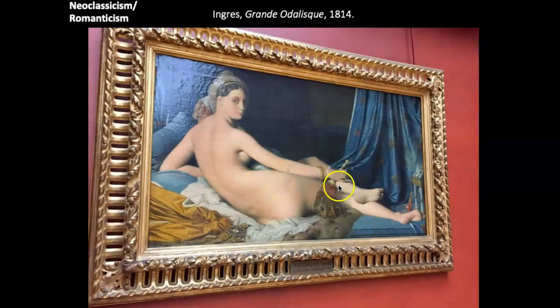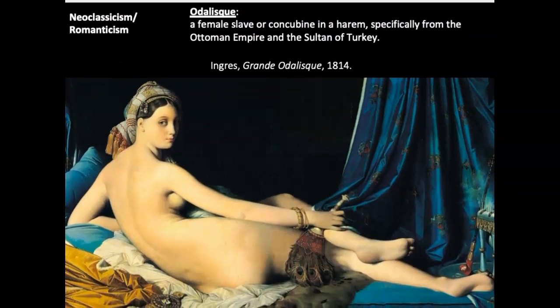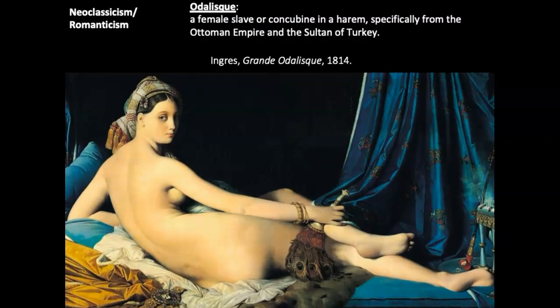Okay, well, she's very big. She fills up from the top corner to the bottom corner in this beautiful diagonal line. And an odalisque is your next vocabulary term. Odalisque: a female slave or concubine in a harem, specifically from the Ottoman Empire and the Sultan of Turkey. What? Yeah, she's a sex slave, basically. She is the property of her master, and her purpose is to provide pleasure.